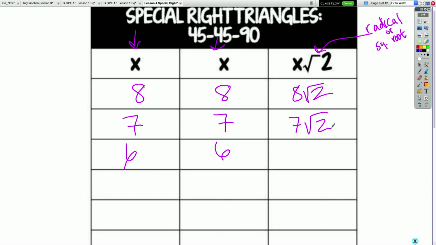And then I'm actually up top going to fill in. I know across from my 45s are the x, and then this would be across from the 90. So you do want to remember that pattern. Okay, so go ahead and fill in your last row there. These are our nice, easy examples. And I'll walk around and make sure you got that.